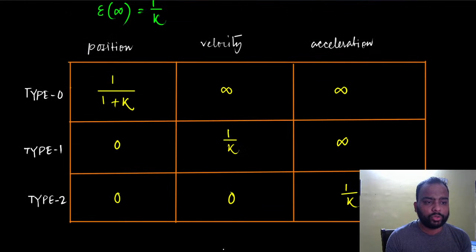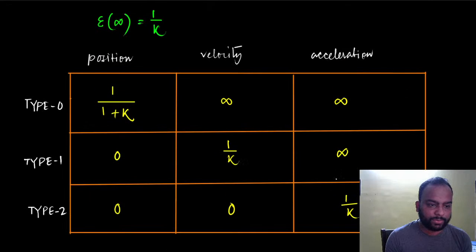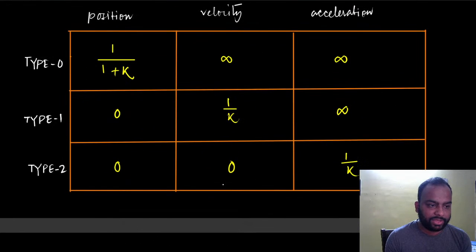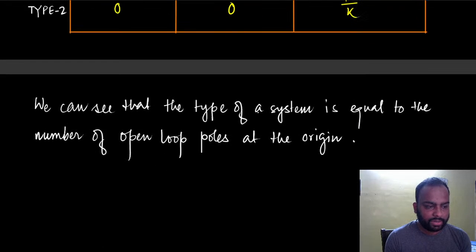No. Type 2 system would have the acceleration error. Type 2 system would have a constant acceleration error. It would have zero velocity error, zero position error. Okay. So here is an important distinction.